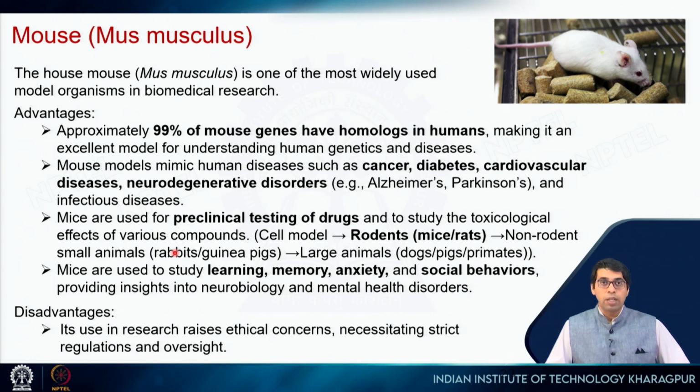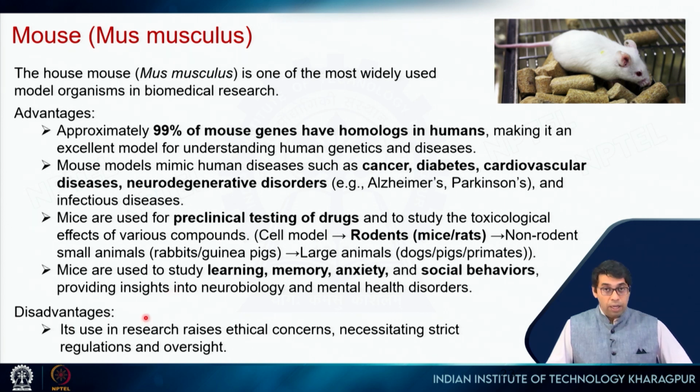typically we will go for higher animals such as rabbits or guinea pigs, and then dogs, pigs or primates. Mice are also used to study complex behavior like learning, memory, anxiety, and also social behaviors. So to study neuroscience, mice are also a very good model system.